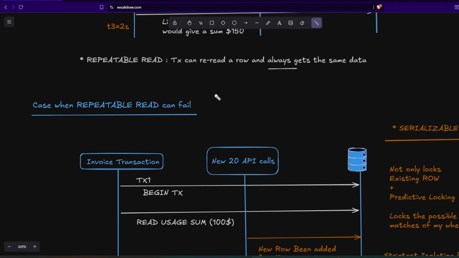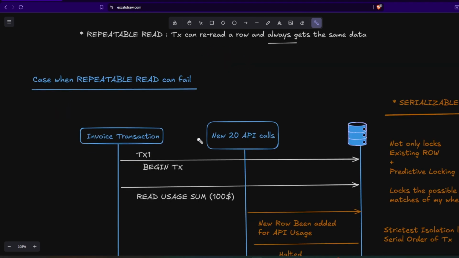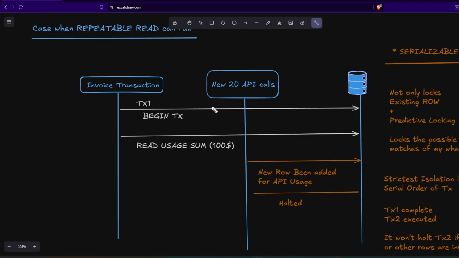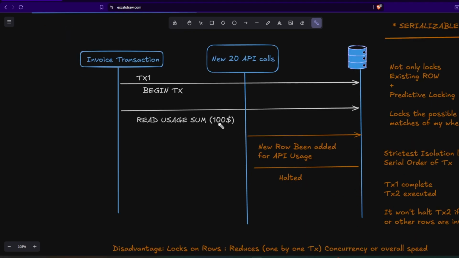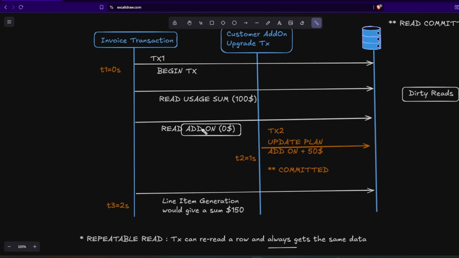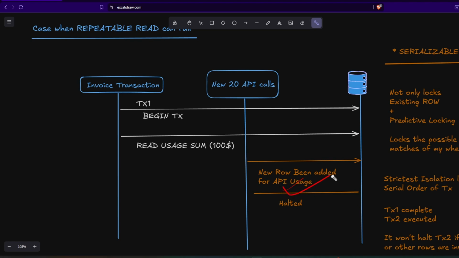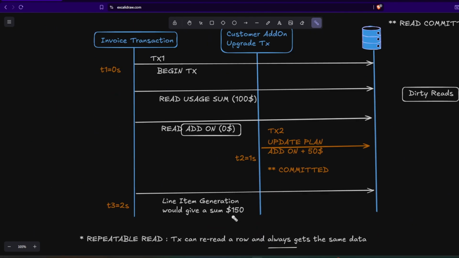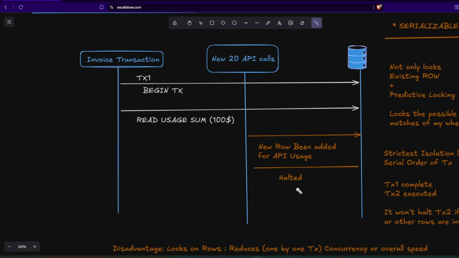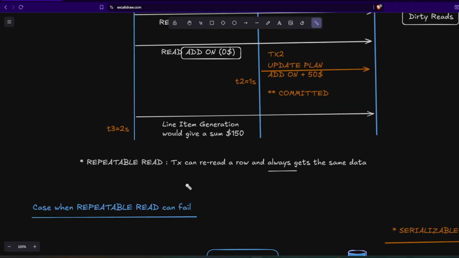Let's see what those cases are. Before understanding the next section, please note that a transaction rereads a row; we have only mentioned a row here, nothing else. So, a case when a repeatable read might fail: our invoice transaction started, and in the meantime, after you have read the usage as $100, a new row is added. In the earlier case the add-on row was updated, and here a new row is being added for the API usage. So in this case we will still get 150, because even if you mark it as repeatable read, the transaction sees that the earlier row still gives 0, but the new rows give whatever the 50 or $60 extra is.